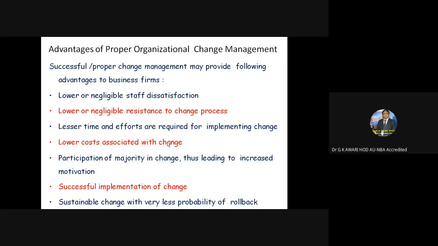Then advantages of proper organizational change management. Successful, proper change management may provide the following advantages. What are the advantages? That is lower or negligible staff dissatisfaction. Okay, this is the biggest advantage of organizational change management. Communicating with the people, communicating with the stakeholders, they will have less resistance and negligible staff dissatisfaction. Otherwise, what will happen if you bring the changes suddenly, then naturally a lot of resistance will be there.